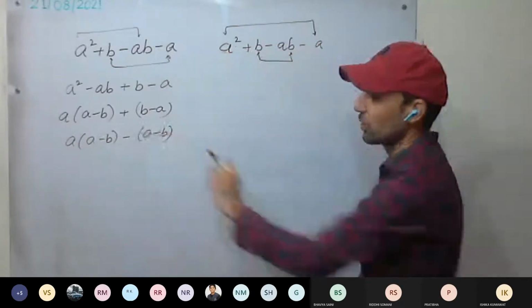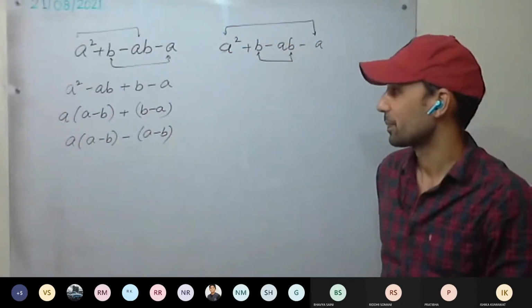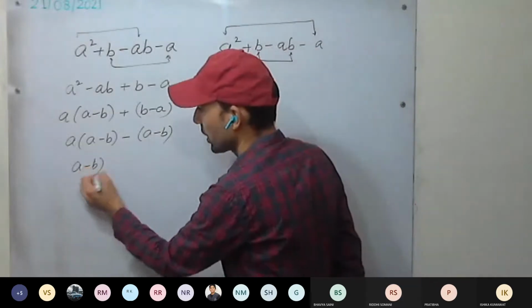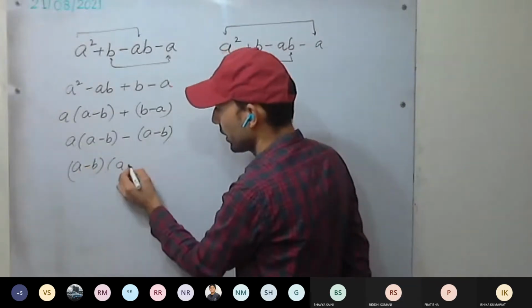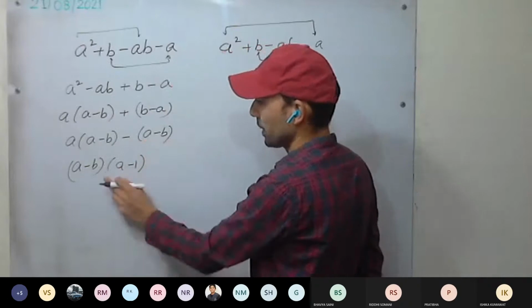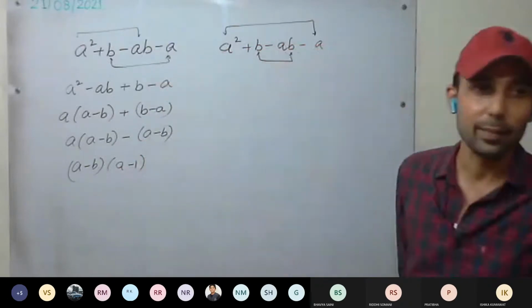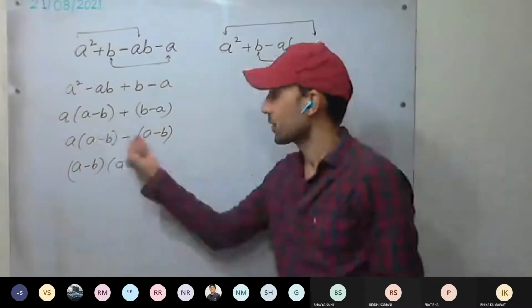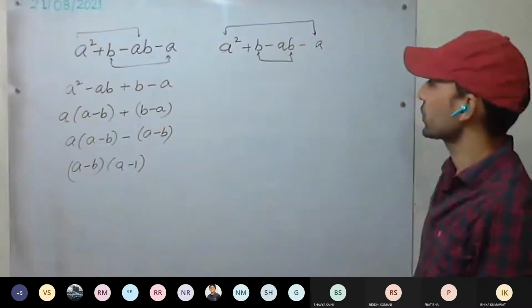Can you see now? Common is there, a minus b. We take out. Here a and here a minus 1, 1 into a minus b. Understood now how we can take b minus a? So this way. Now try this one.